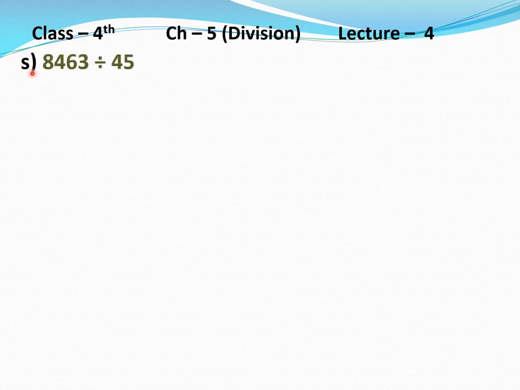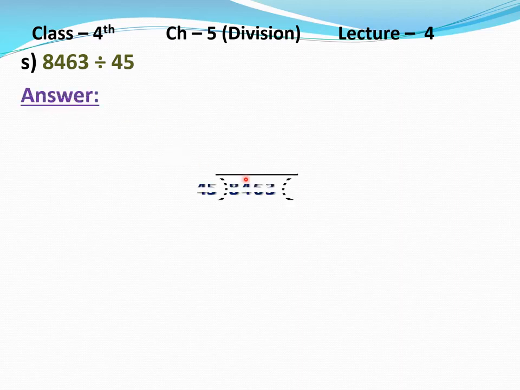Now next part, 8463 divided by 45. Answer, make a sign like this, write 45 here and write 8463 here. Okay, see, 45 multiply 1 equal to 45. Clear, write 1 here and write 45 here. Now we will do subtraction.